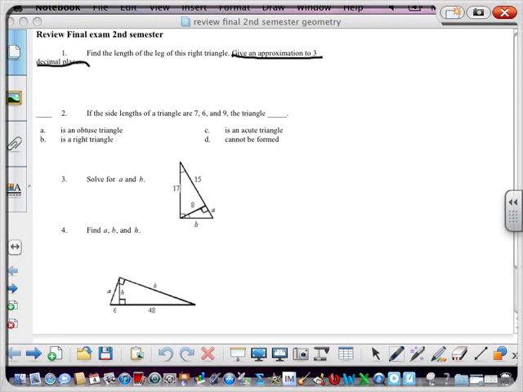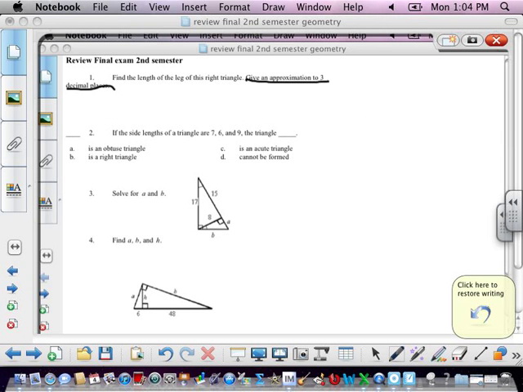Some of you do not like to read those directions and then get mad when you get points off because you didn't do it for 3 decimal places.